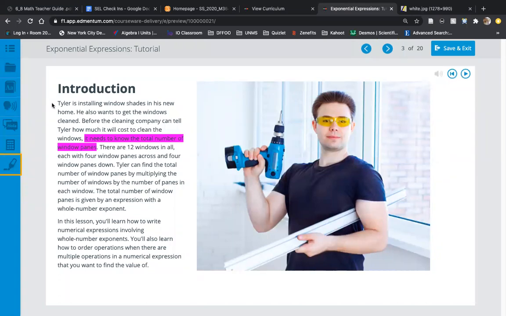right? So let's try to imagine what his house looks like, all right? I'm gonna draw on the screen for a little bit. So it says that he has 12 windows. So I'm just gonna draw one of those windows, right? Let's say this right here is one of his big windows, right? And he's got 12 of these windows, right? It says that each has 4 window panes going across and 4 window panes going down.